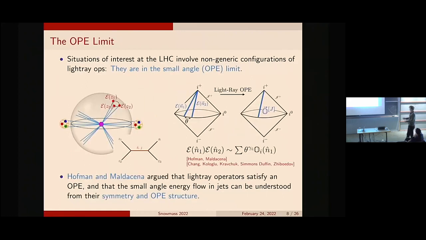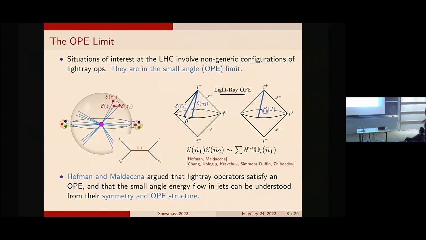And so these objects, I think, are intrinsically interesting, but the reason that they become even more interesting in the study of jet substructure is that you're not interested in these correlation functions where these light rays are pointed at generic directions, but instead you're interested in the case where they're all brought together within your jet. So you have a jet that you cluster, and then you want to look at the flow of energy within the jet. And so in particular, when all these light rays are brought together, you're in this small angle, or what's referred to as the operator product expansion limit.